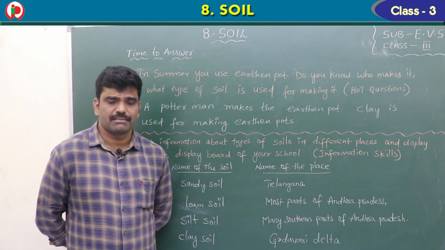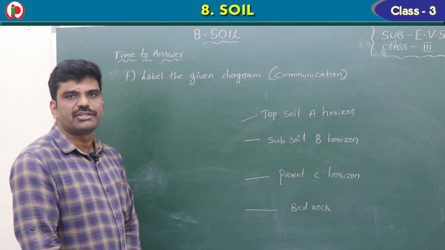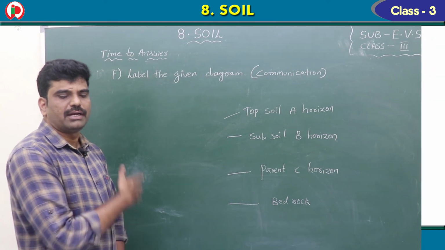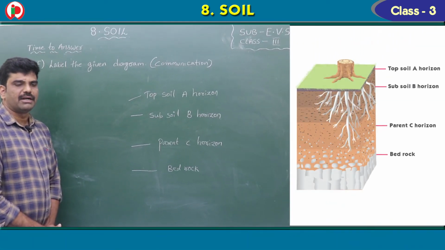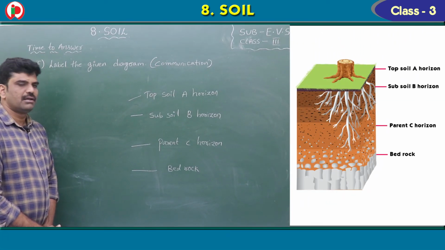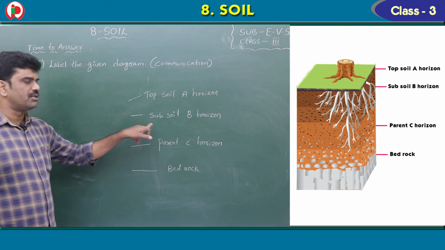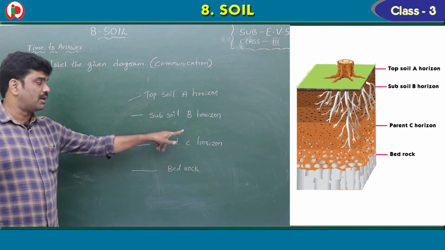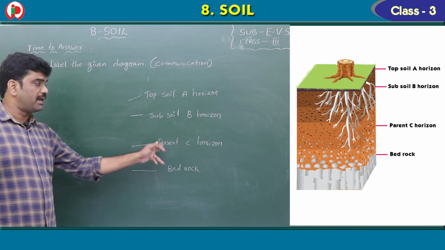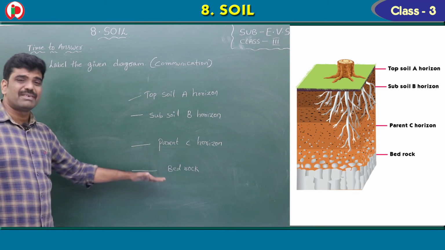Okay, children, this is a communication question. Now the diagram is there. Label the given diagram. We have 4 children. Topsoil A horizon. Subsoil B horizon. Third one is parent C horizon. And last one is bedrock.